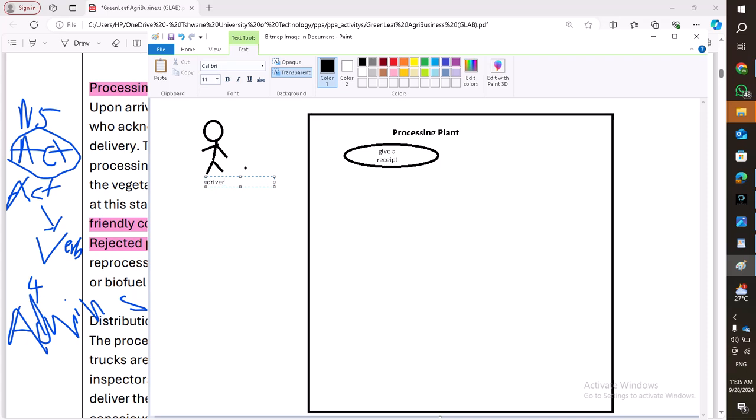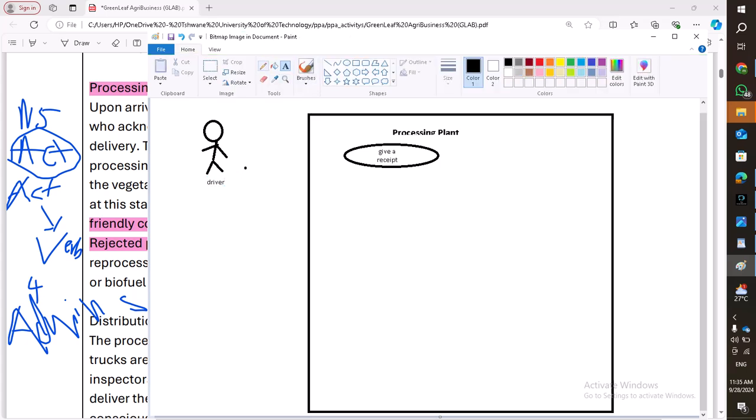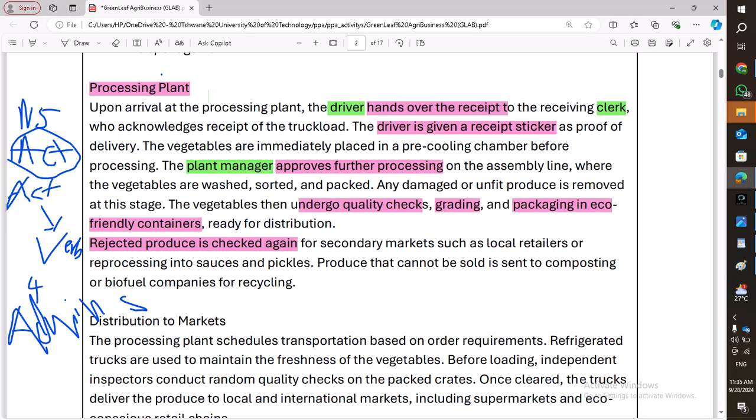This is a driver. This is the person who started the whole process. When the driver gives the receipt to a clerk, the clerk will receive the receipts, and then the clerk automatically will give the driver a receipt sticker.